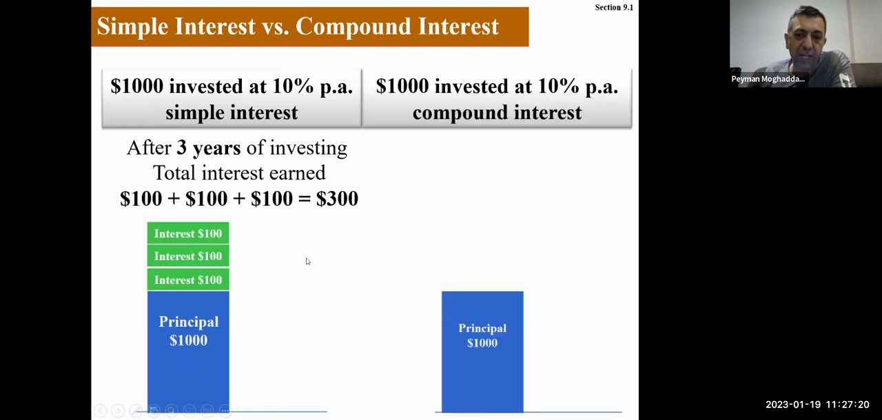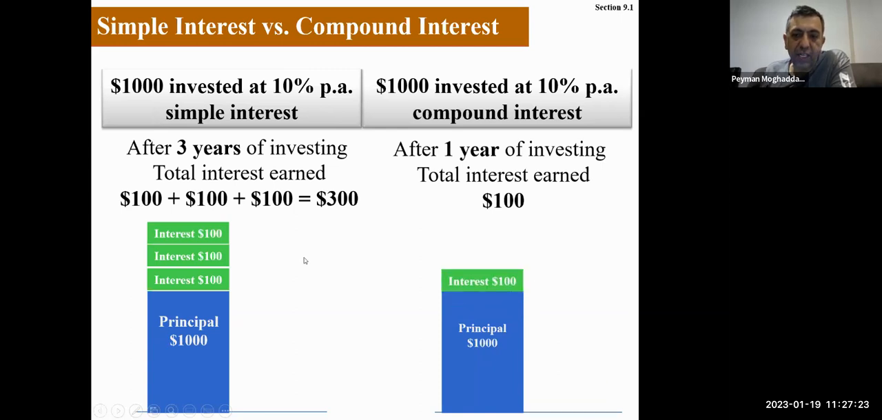But for compound interest rate, this is how the banks work, compounding the interest. How does it work? Basically, you have the principal amount. After 1 year, you earn interest of $100 on top of this, which is going to be $1,100. So principal was $1,000. After 1 year, it's going to be $1,100. And this is going to be the new principal for next year.